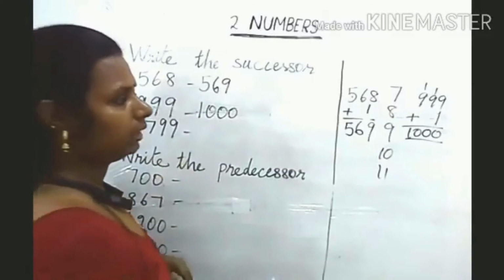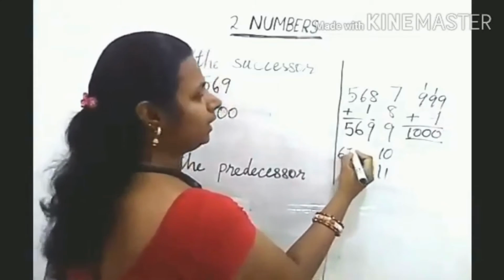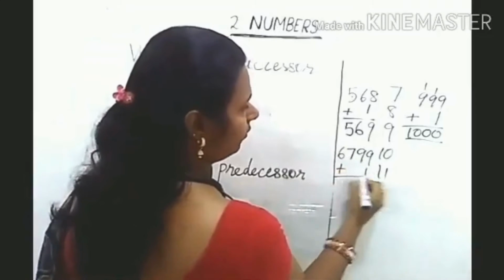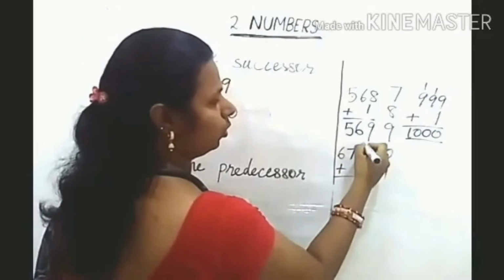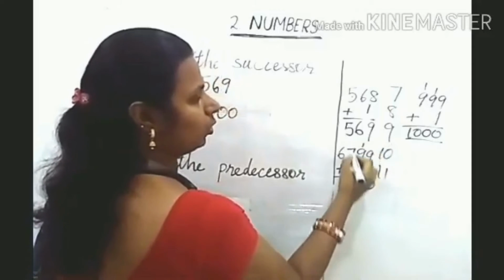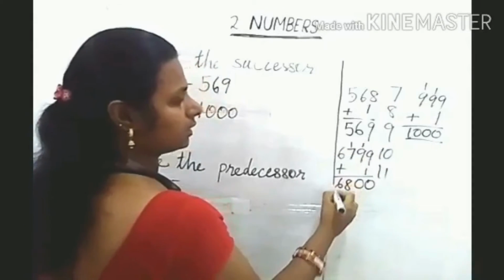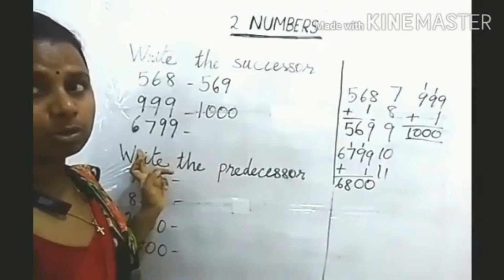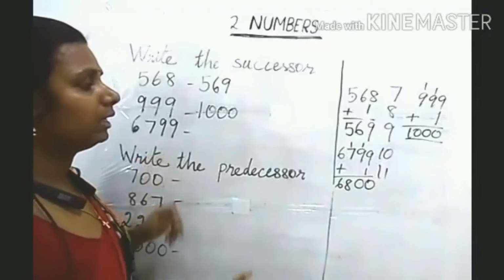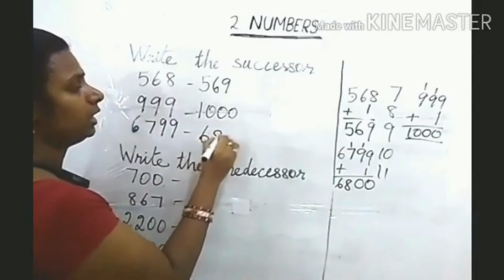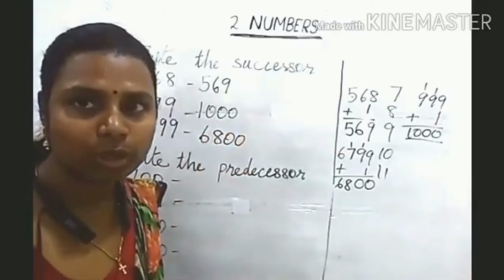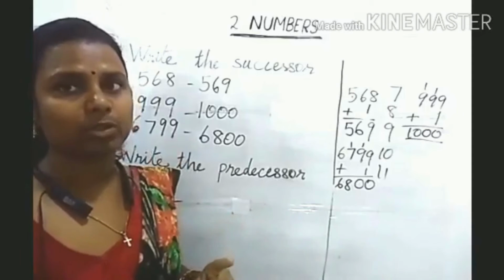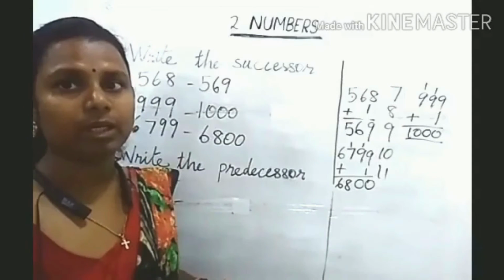So now the next number is 6799. Shall we add one here? 9 plus 1, 10, 0 and 1 carry, 9 plus 1, 10, 0, 1 carry and 8, 6. So successor of 6799 is 6800. Have you understood how to find out the successor? Successor means one more than that number. So we have to add 1 with that number.